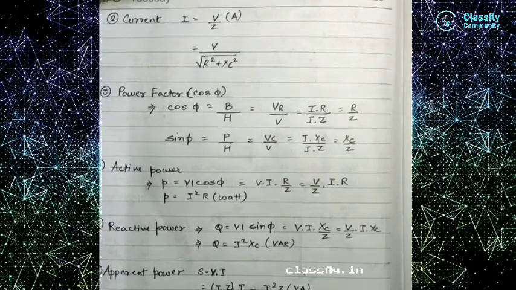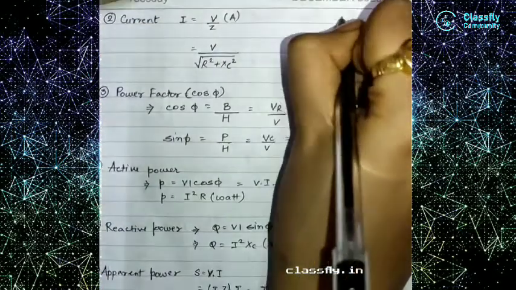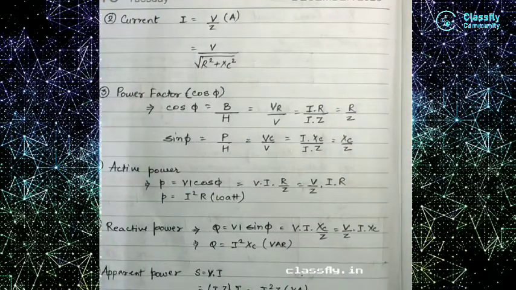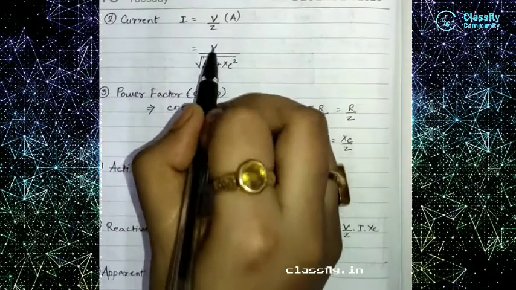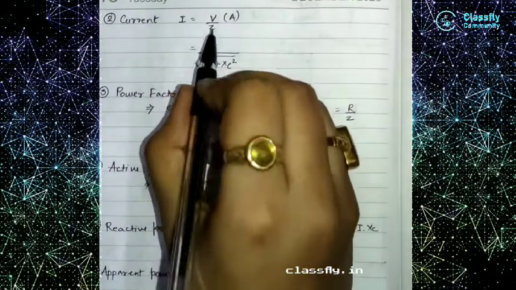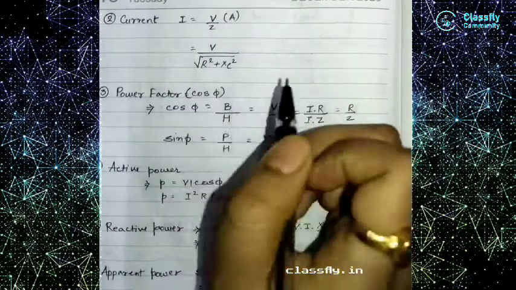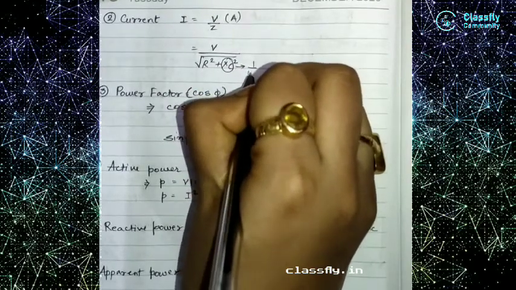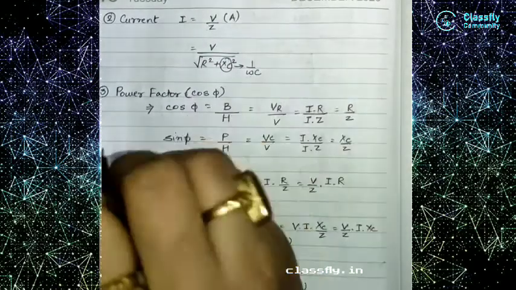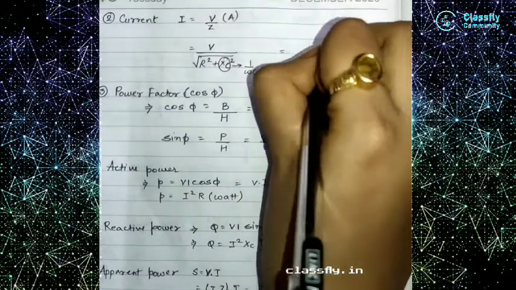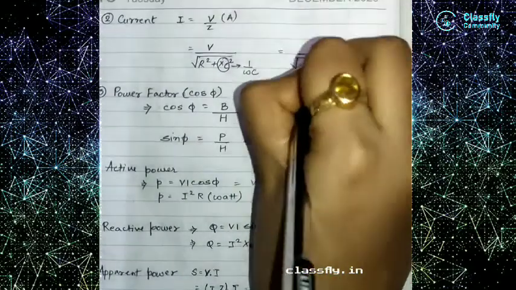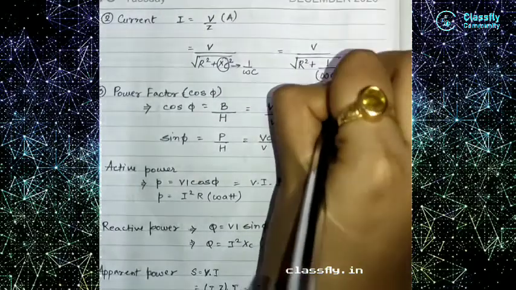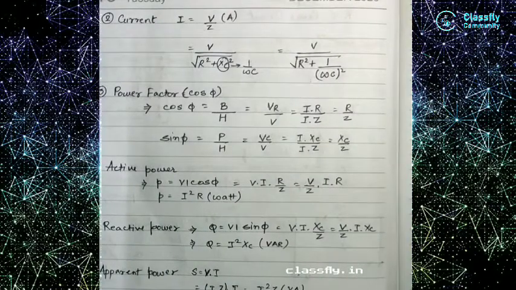For finding current, we know that current is equal to voltage by resistance, and for AC we know that resistance is an impedance. So we know voltage will be V, and we have already found a Z value. So it is square root of R square plus XC square, and we know that XC is equal to 1 by what? Yes, you are correct, 1 by omega C. So you can write V by root under R square plus 1 by omega C square. So we are completed with the current also.